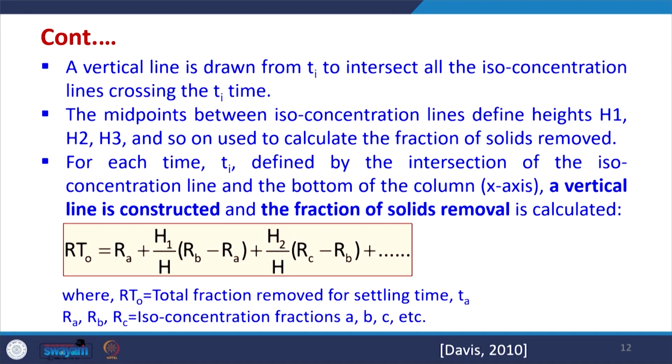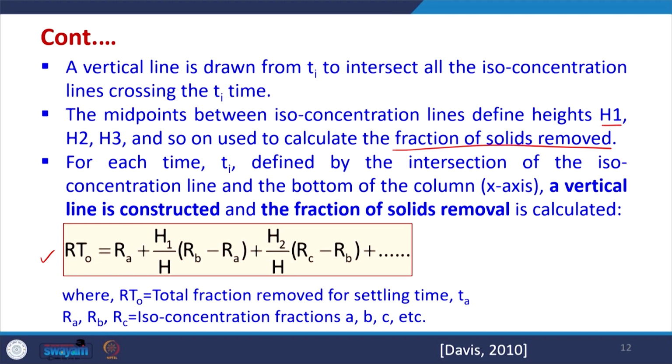We can calculate a lot of things. Now, the midpoints between the iso concentration lines define the heights h1, h2, h3 and so on, and they are used to calculate the fractions of solids removed. So, from here we are able to see how much solid has been removed. For each time, suppose we calculate for 35.